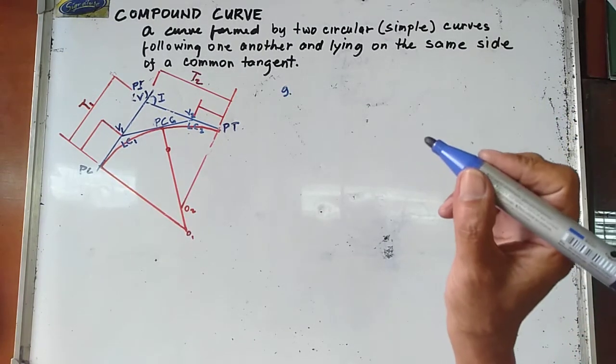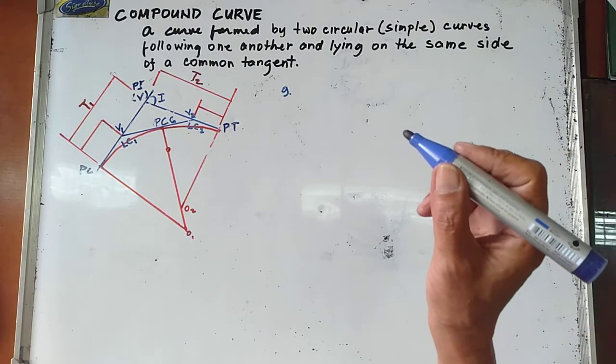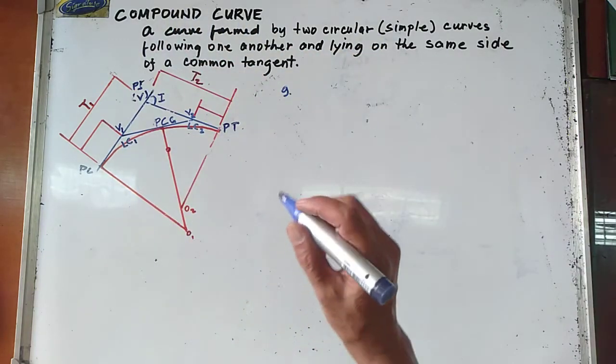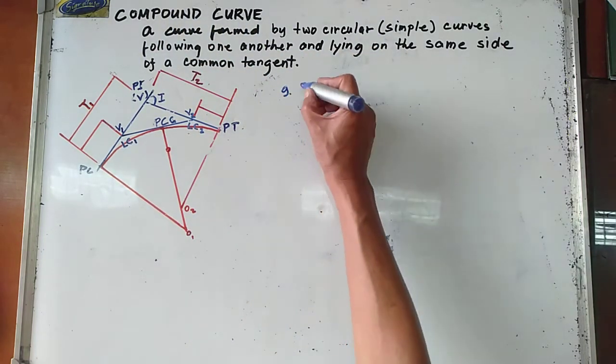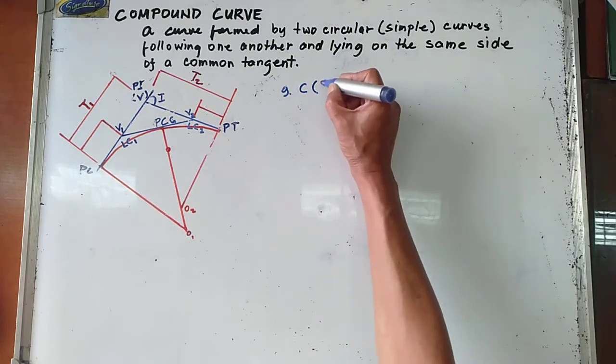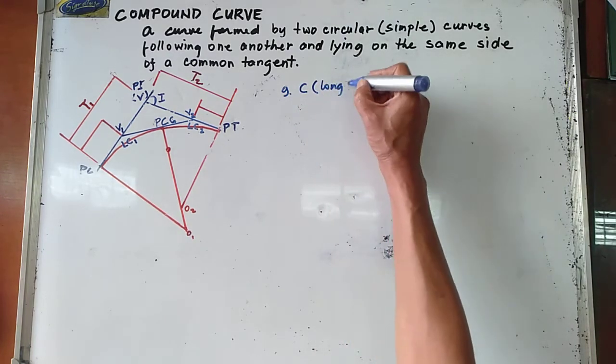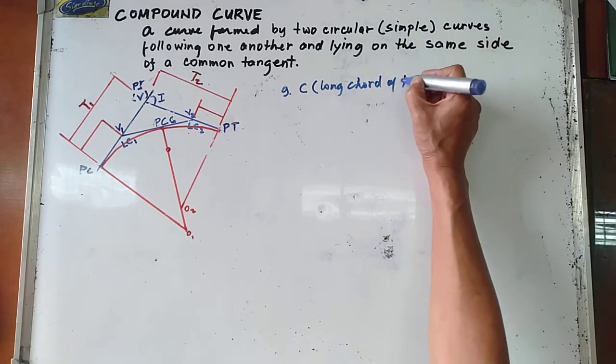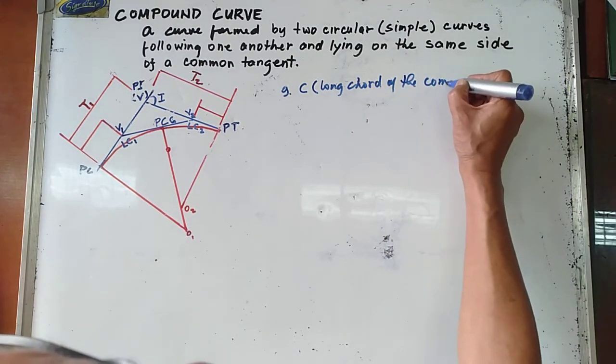So we have another element of a compound curve. So this is the long chord. Let's write that as capital C. That is the long chord of the compound curve.